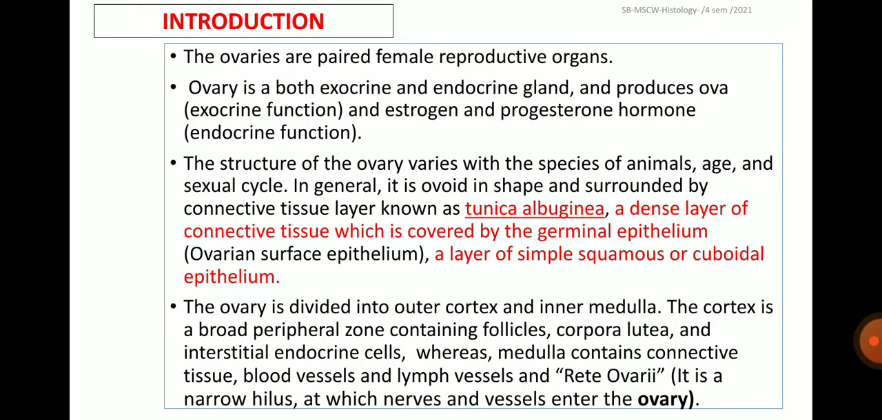So, a small introduction about the ovaries, which are paired female reproductive organs. These are the primary reproductive organs of a female, and these are flanked by the uterus on each side, and these are shaped like almonds located in the lateral pelvic wall region. So you can say each ovary is held in place within the peritoneal cavity by several ligaments.